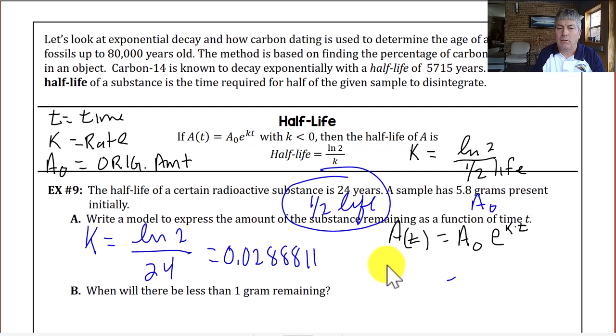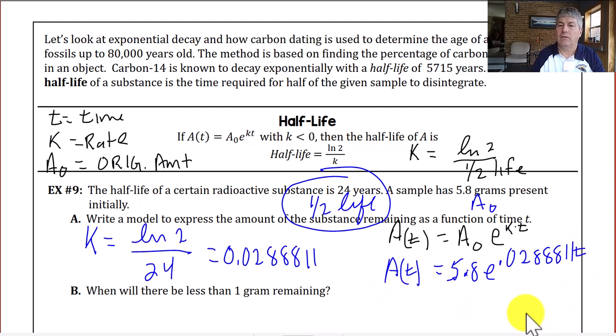And then we can go ahead and substitute into our function A of t equals our original amount of 5.8 grams times e raised to the 0.02888811 times t. And there is our function.